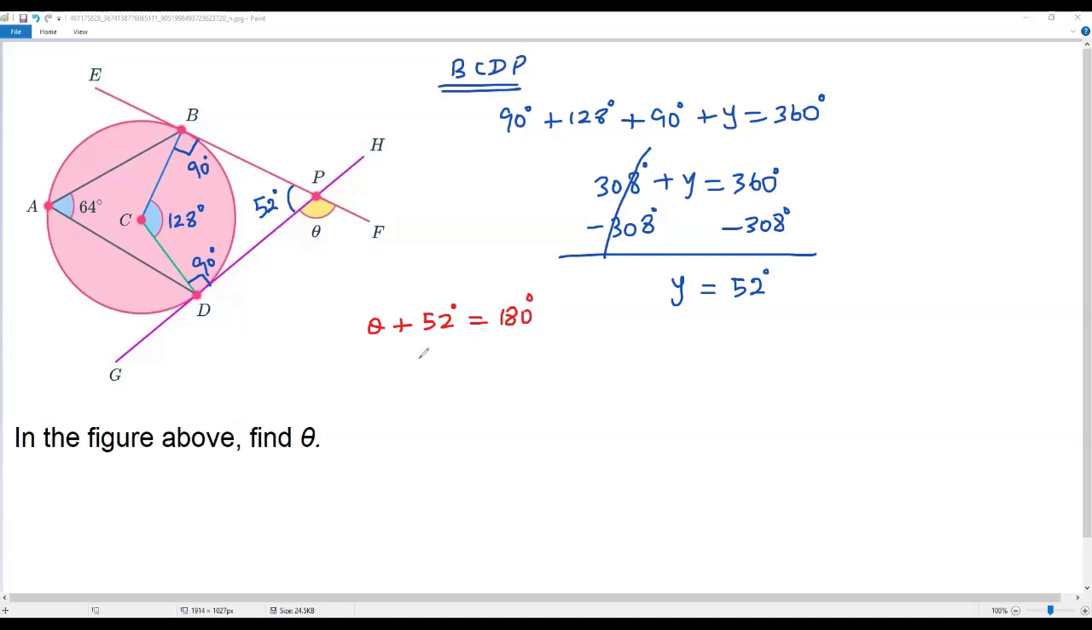My aim is to solve for theta. For that I have to subtract 52 from both sides. When I do so, this +52 and -52 cancel out. Then theta is equal to, when I subtract 52 from 180, 128 degrees. So I got the angle measure theta, that is equal to 128 degrees.